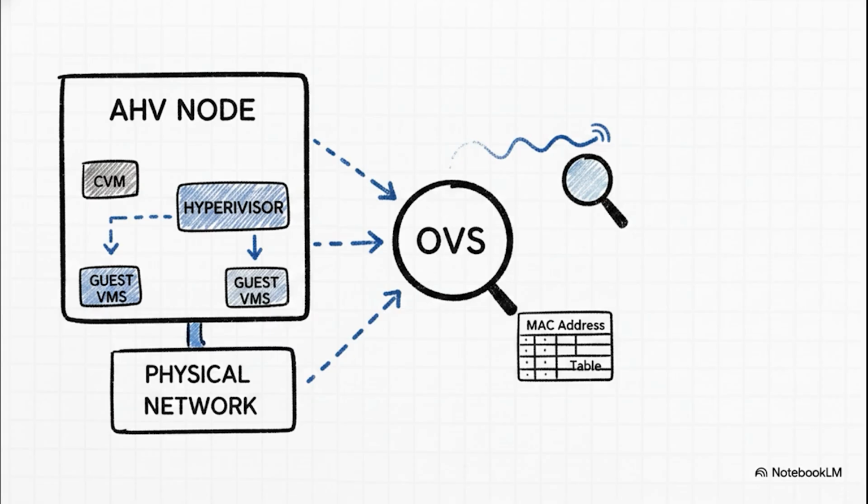Its main job on that specific host is to act as the traffic hub, connecting the controller VM, the CVM, the hypervisor itself, and your guest VMs to each other and the physical network. But keep in mind, at this stage, OVS is highly localized to just that individual host.